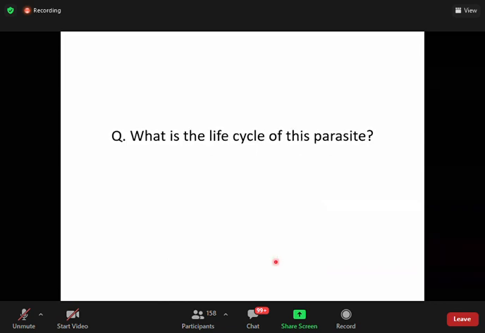So what is the life cycle of this parasite? Direct. Why? And what is the infective form? Direct. Only one host. Good. So what's the infective form? Very good. How are humans infected? Fecal-oral. Very good.